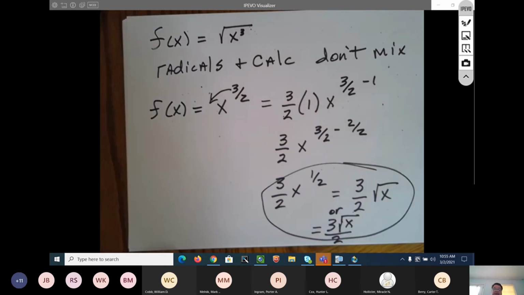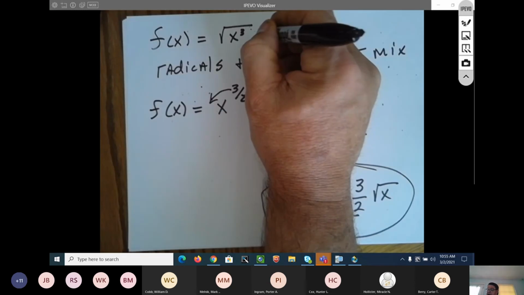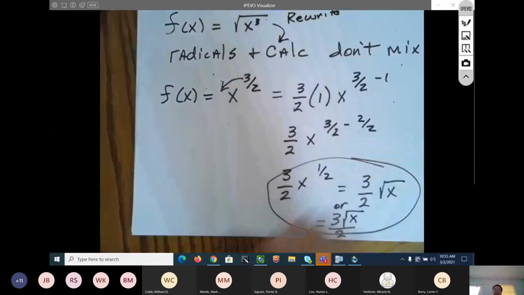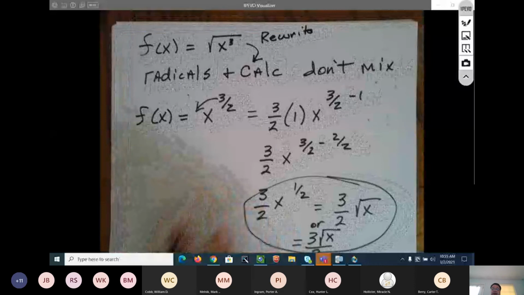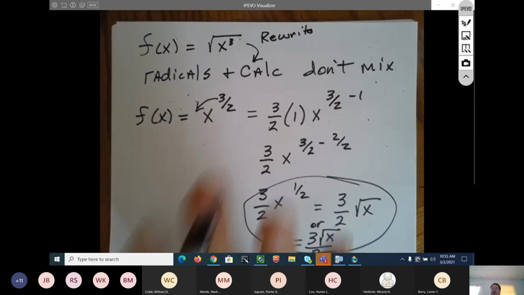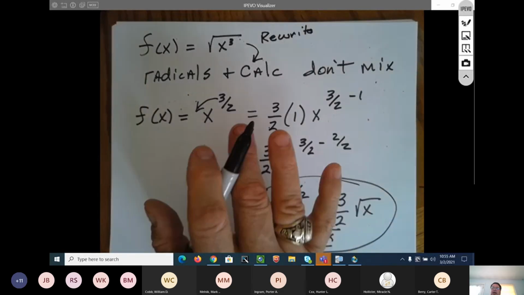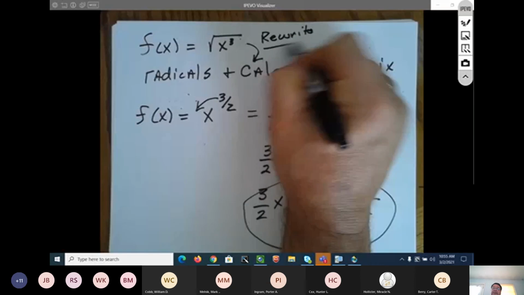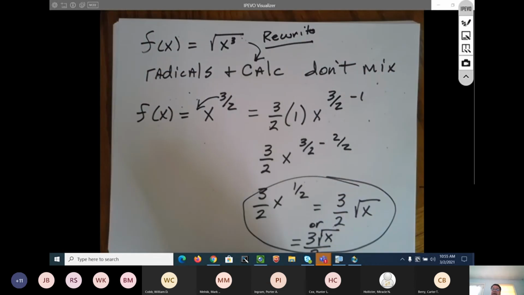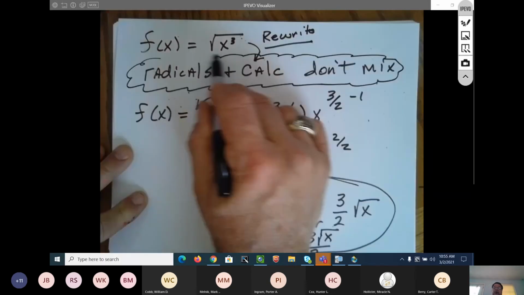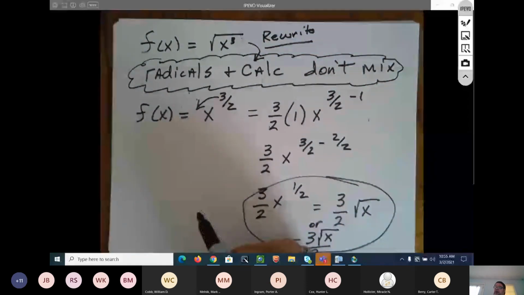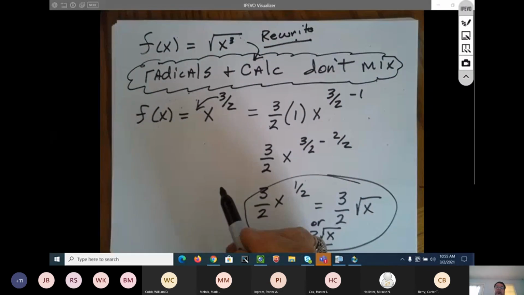Now, the main thing about this, what did I do to this problem before I started? Rewrite. In calculus, sometimes you will make the problem a whole lot easier if you what? Rewrite it. And I just told you that radicals and calculus don't mix. So if you start off with a radical, what's the number one thing that you need to do? You need to rewrite it. What else?